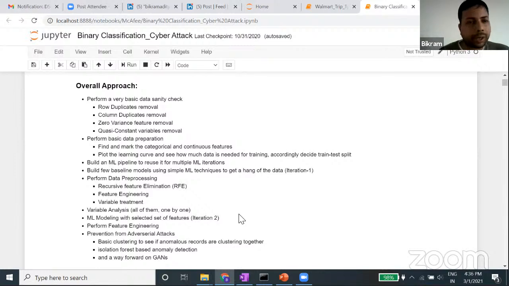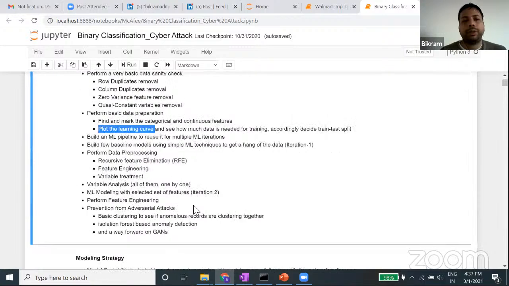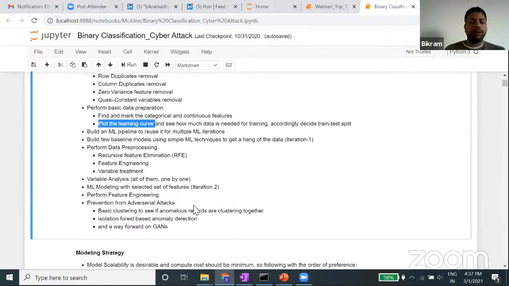Perform a very basic data sanity check: row duplicates, column duplicates, zero variance, quasi-constant. These are very, very common sanity checks that you must do. Not many people do it, by the way. Perform basic data pre-processing, the quick and dirty one. Plot the learning curve. Plotting the learning curve is very, very important. You can also explore on your own why it is important. Again, not many people do it, and I've tried to focus on those areas that many people don't focus on, so that there are some good takeaways for you guys.